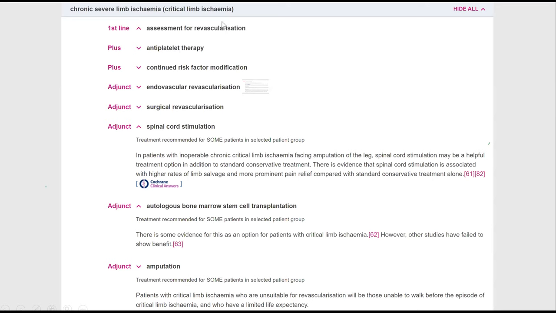If we have critical limb ischemia, the same assessment for revascularization as before, and antiplatelet therapy, risk factor modification, and endovascular revascularization. There are options like spinal cord stimulation, autologous bone marrow stem cell transplantation, and amputation. This is not needed, just amputation. If a patient with critical limb ischemia is unsuitable for revascularization, or was unable to walk even before the episode of critical limb ischemia, or has a limited life expectancy, then amputation is required.